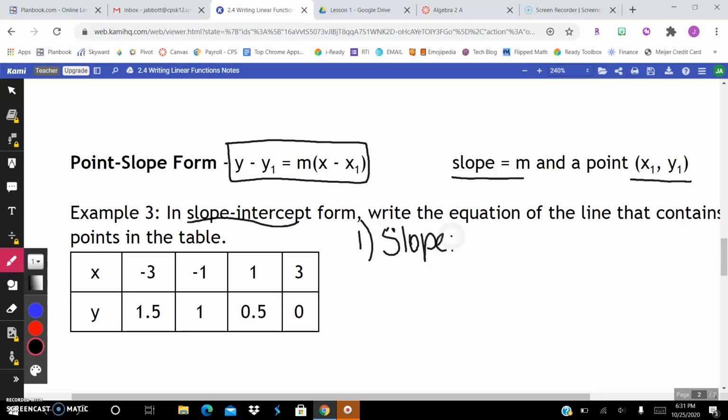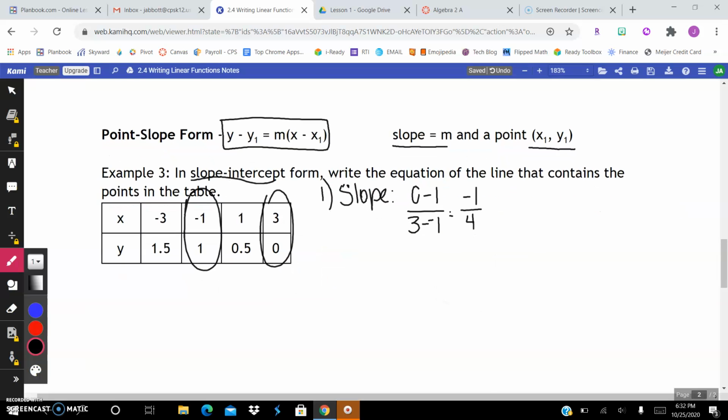So number 1, we have to find the slope. So I am going to use this point and I'm going to use this point just because they are whole numbers. So y from my second point is 0 minus y from my first point is 1 over x from my second point is 3 minus x from my first is negative 1. So 0 minus 1 is negative 1. And at the bottom, I have 3 minus a negative 1, which is really 3 plus 1. So that would be a 4. So I already know what my m value is. And then step 2 is to pick a point.